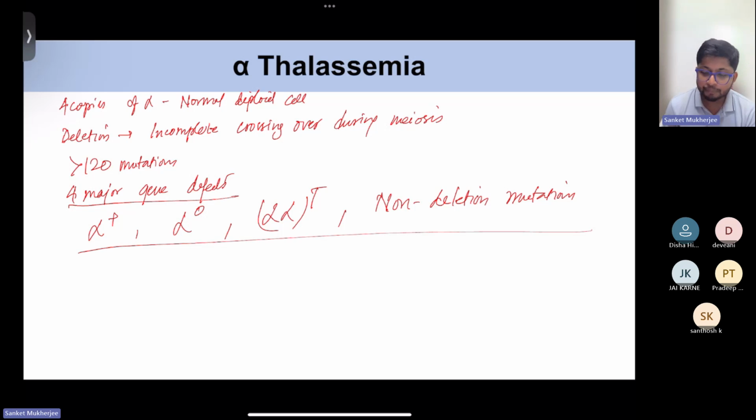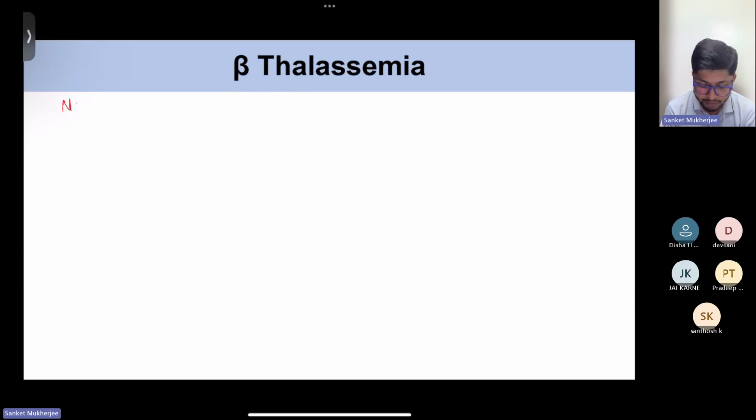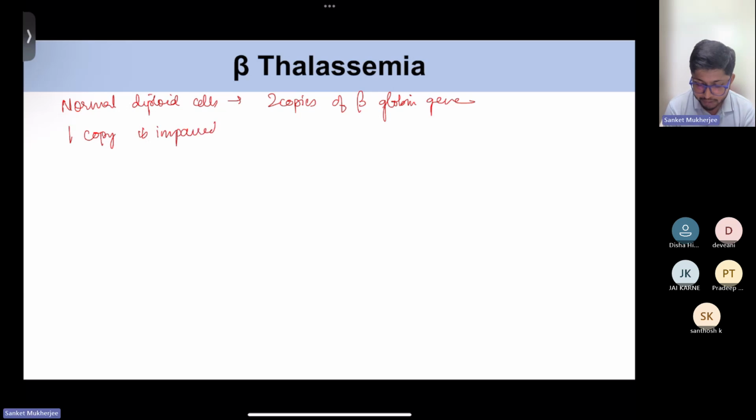Now, talking about beta thalassemia, if you remember the beta globin gene cluster, there is one gene in one of the chromosomes, chromosome 11 in this case. So one copy in chromosome 11, and there would be two chromosome 11s because of the diploid nature. So normal diploid cells will have two copies of this gene. Right? And if one of the copies is impaired, then there is mild anemia. If both the copies of these genes are impaired, then it causes severe anemia and it is life-threatening.